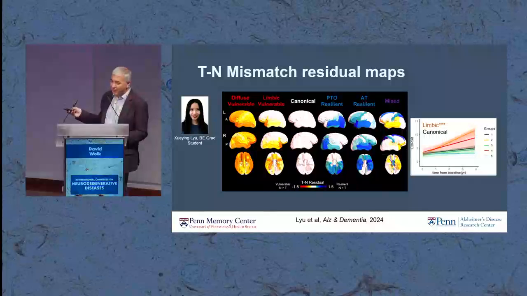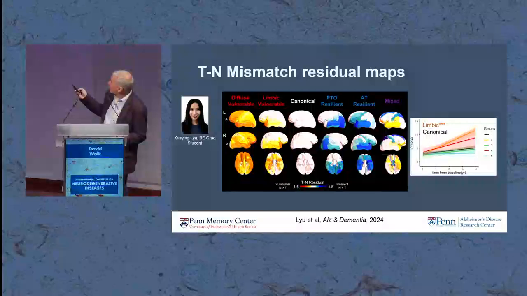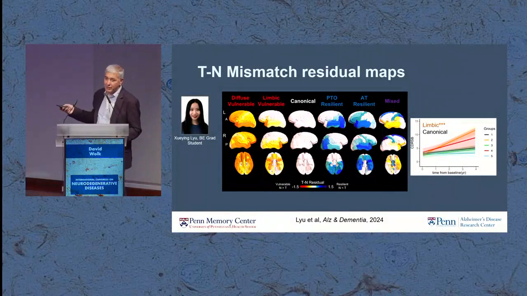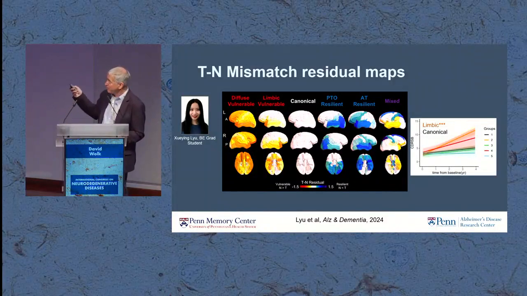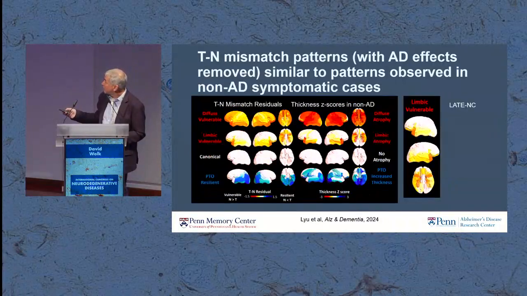And importantly, clinically, these vulnerable groups actually have a much faster rate of decline than the canonical group in black, particularly the limbic group, like LATE plus AD. And if anything, the resilient groups tend to have very little or no change over time in those individuals. So maybe this is important information before you start a therapy in someone.